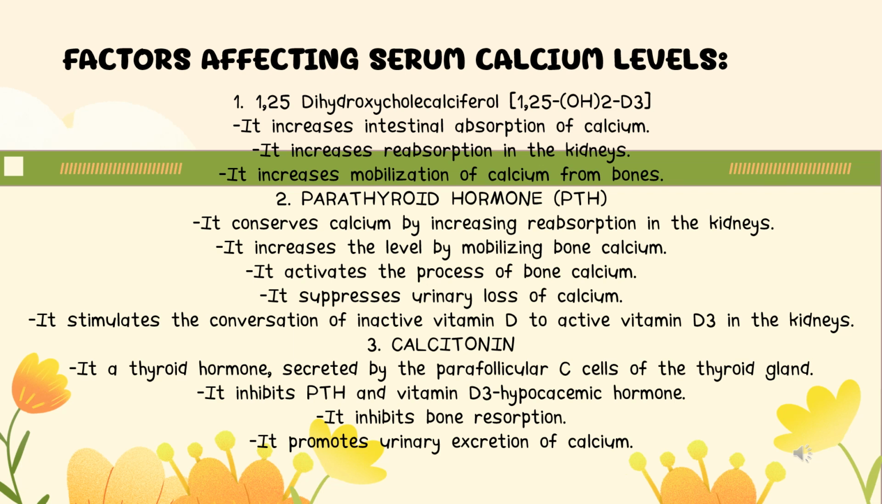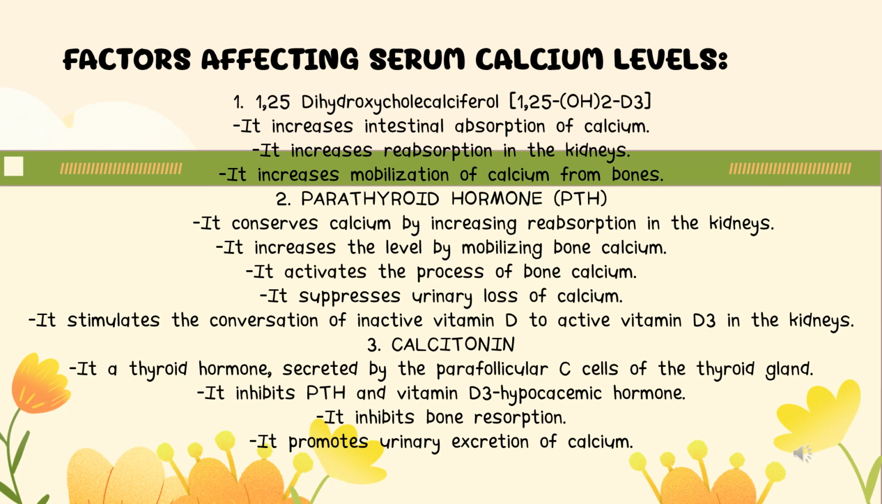2. Parathyroid hormone, PTH. It conserves calcium by increasing reabsorption in the kidneys. It increases the level by mobilizing bone calcium. It activates the process of bone resorption. It suppresses urinary loss of calcium. It stimulates the conversion of inactive vitamin D to active vitamin D3 in the kidneys.